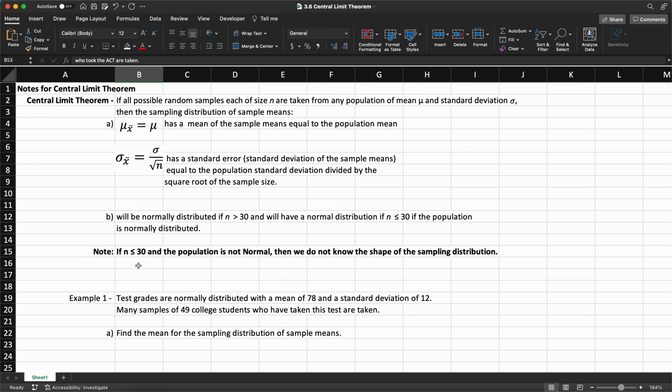But if n is less than or equal to 30 and the population is not normal, then we don't know what the shape of the sampling distribution will be. And that's important. If n is greater than 30, or if the original population was normally distributed, then we know that the sampling distribution of sample means, a distribution made up of all these means that I took from all these samples, will be normally distributed.